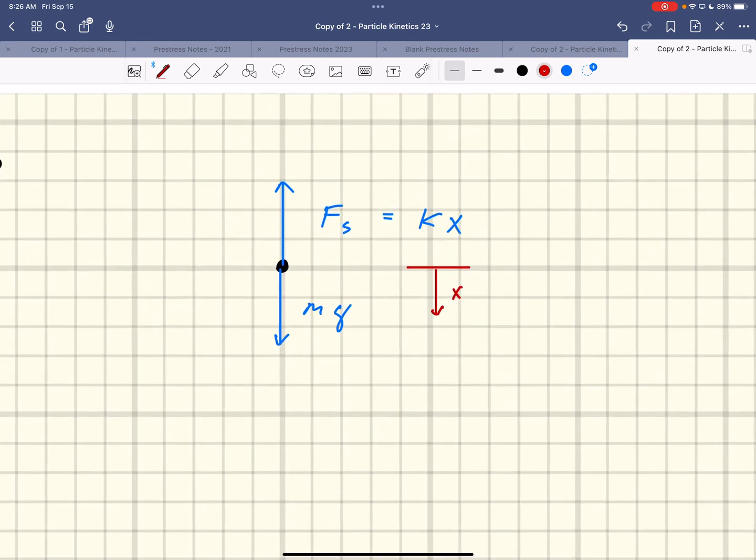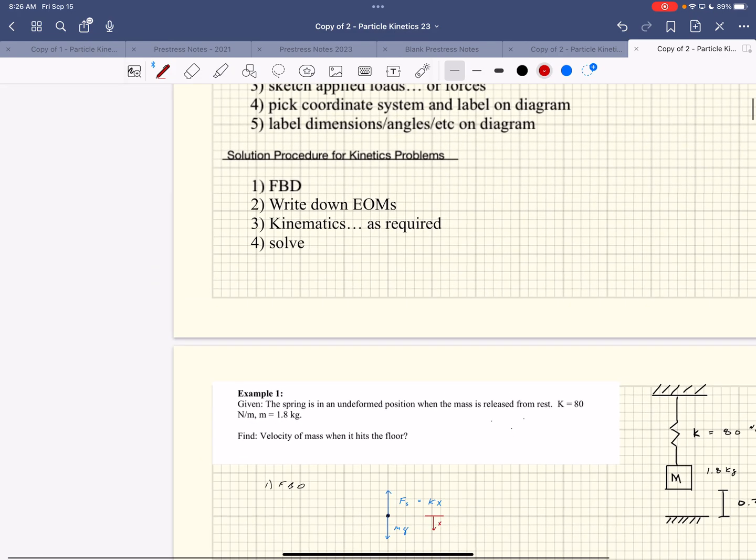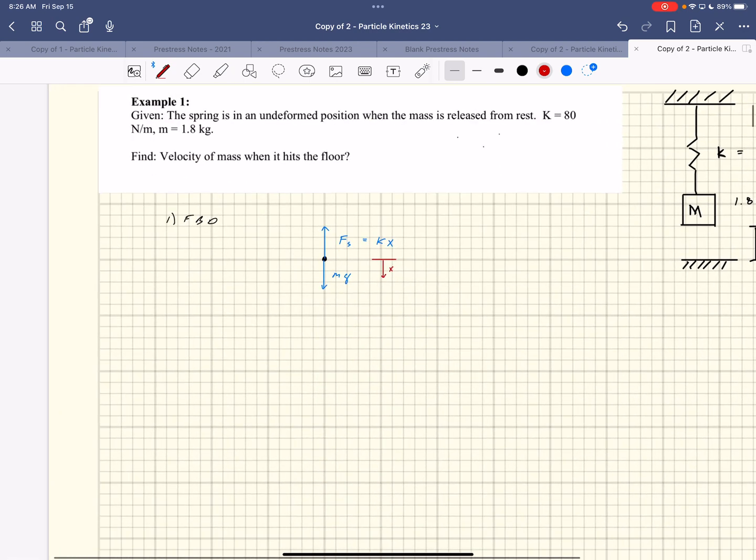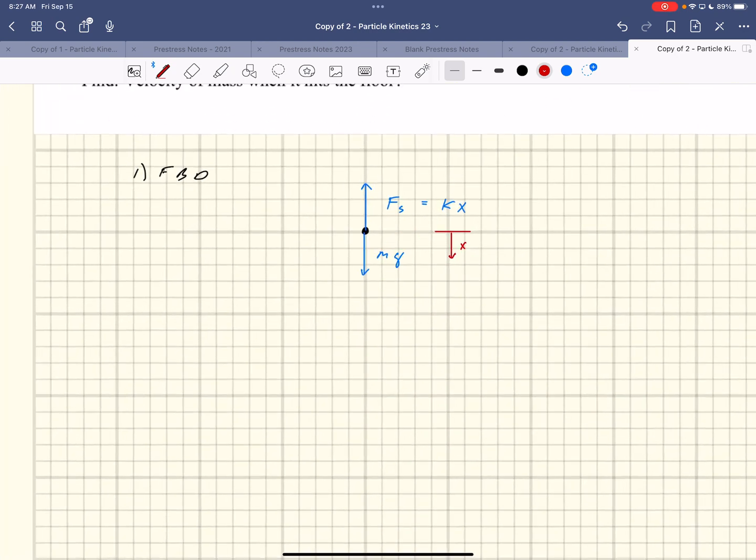So anyways, I've chosen my coordinate system. I've said it's going that direction. And the last step says label dimensions, angles, etc. Not really any labels. There's no dimensions or anything like that that are interesting or relevant here. So there's our free body diagram. Okay. Second step.